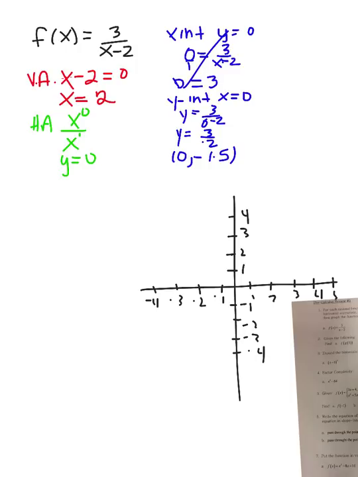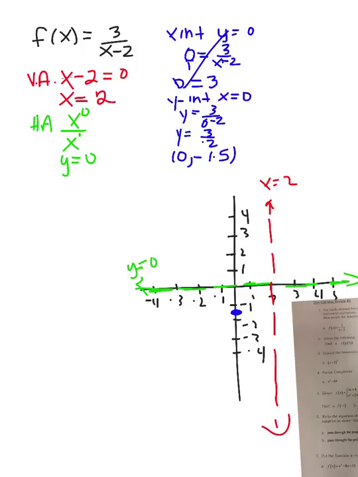Okay, so let's graph the vertical asymptote at x is equal to 2. Okay, so that's x equals 2. Our horizontal asymptote is at y equals 0. That's right along the x-axis. Alright, so I have a y-intercept at 0, negative 1.5. So that's right there, so the graph will cross there. Now I need to get some other points here.